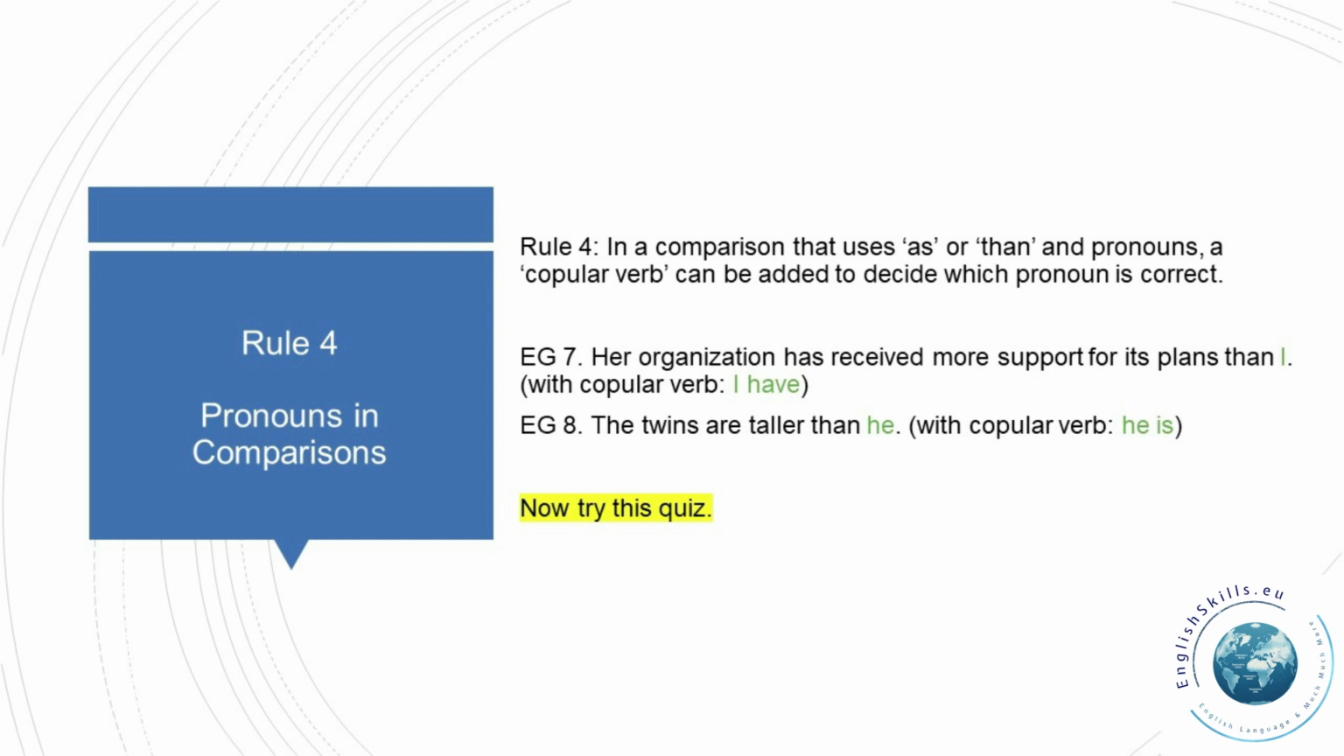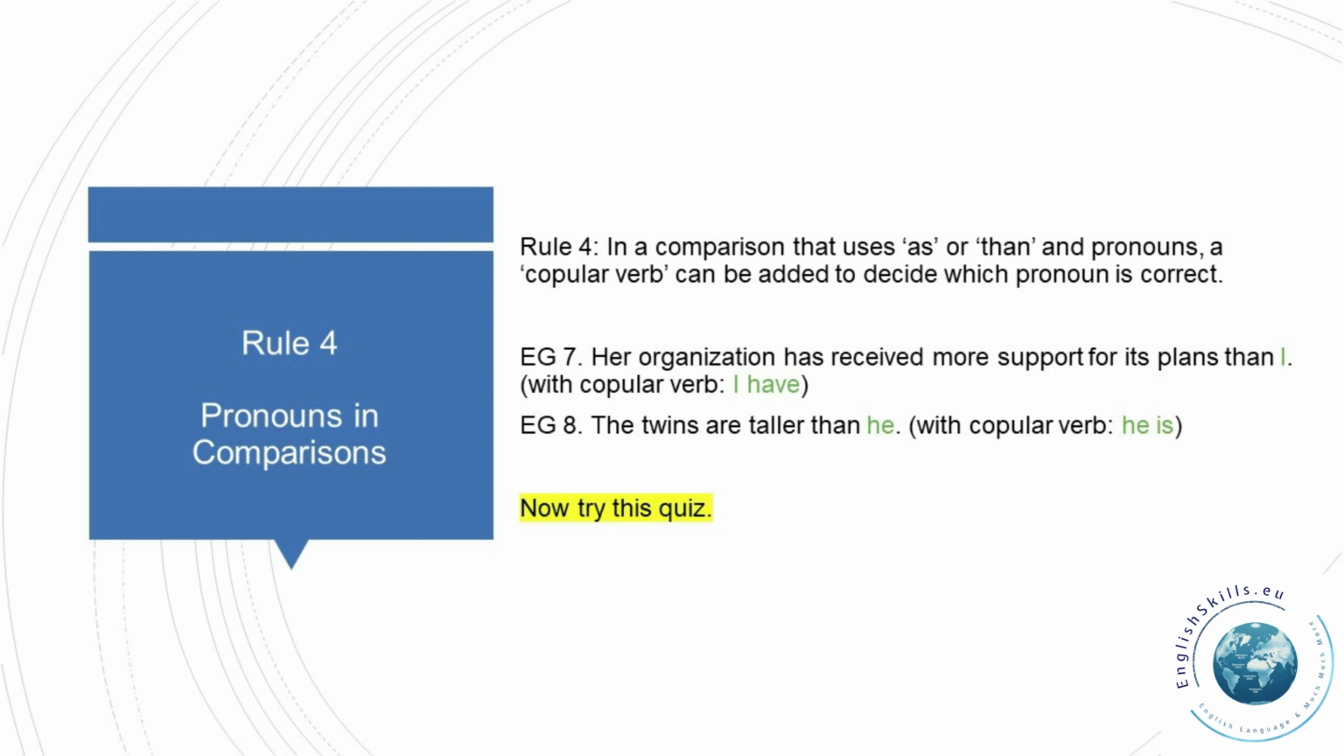So for example 7, her organization has received more support for its plans than I. Now, that may sound wrong. You think, hold on, than me, right? Comparison with me, but be very careful. It's not actually the person that's being compared here. It's something connected to the verb.